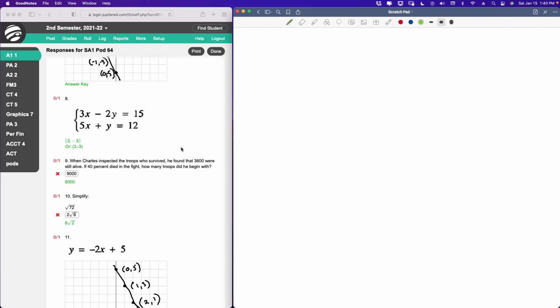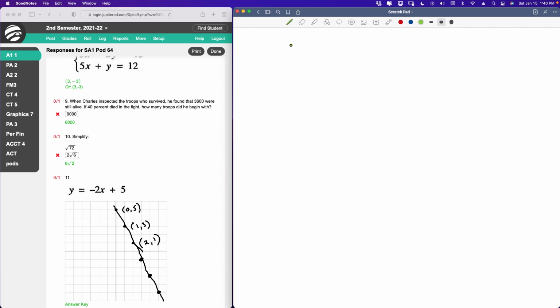All right, number 9. When Charles inspected the troops who survived, he found 3,600 were still alive. If 40% died, how many troops did he begin with? So if 40% died, okay, 100% minus 40% equals 60%. So the 3,600 that were alive was the 60%, because that's what he had left. So we could write a proportion with that by saying that 60%, 60 out of 100, is equal to 3,600 out of some number.